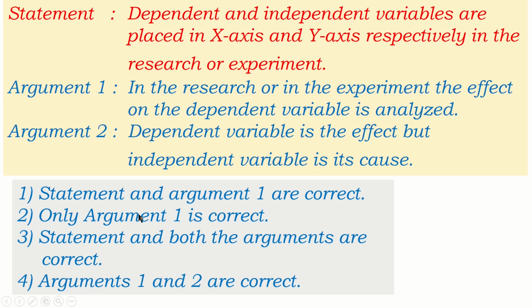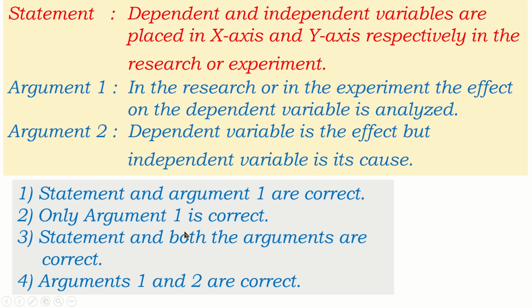Now let's go through the second option. Only argument 1 is correct. Is it? Look at argument 1. In the research or in the experiment, the effect on the dependent variable is analyzed. Yes, actually the effect on the dependent variable is analyzed. This is correct. But in option 2, what is told? Only argument 1 is correct. Only. What does it mean? If argument 2 is also correct, then option number 2 won't be correct. That's why we have to check 3 and 4 also.